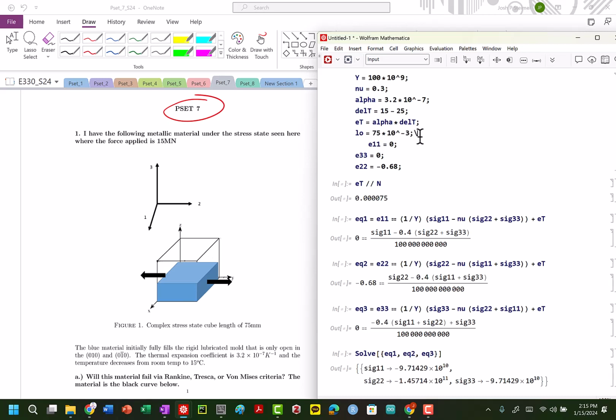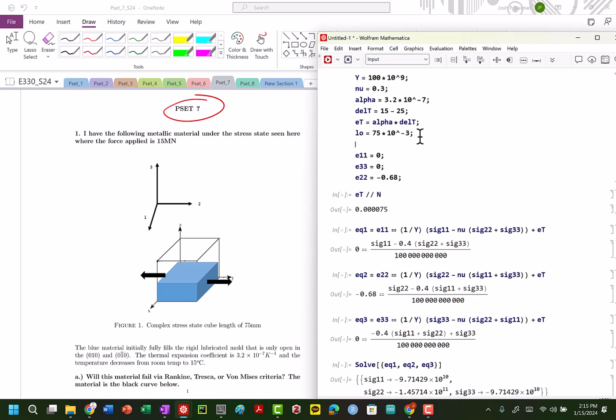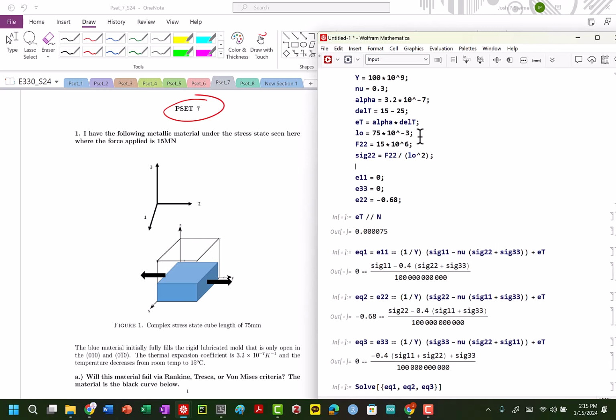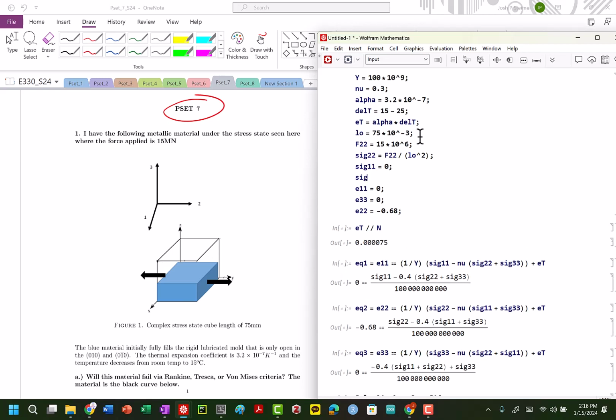We have our force in the 2,2 equal to positive 15 times 10 to the 6. So our sig 2,2 is going to be equal to F22 divided by L naught squared. So we're pulling out. There will be a strain in the 2,2. And when we pull out there will be a strain in the 1,1. So there will be no strain. Sig 1 is 0. Sig 3 is 0. Because it's so massive compared to the rest.